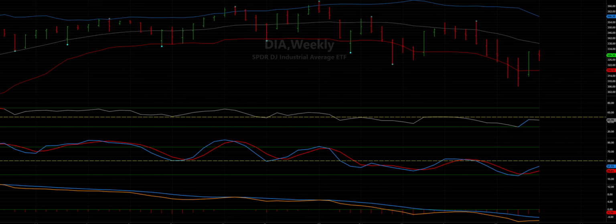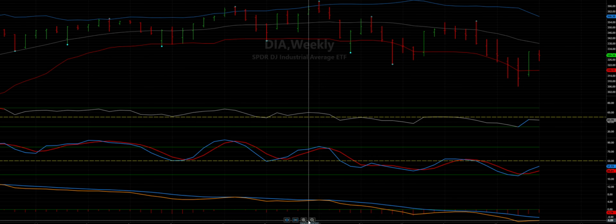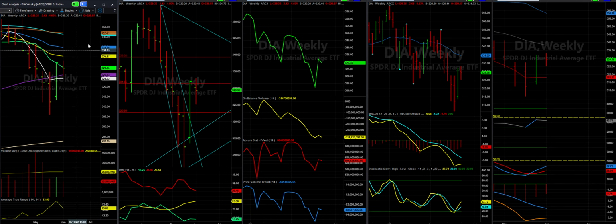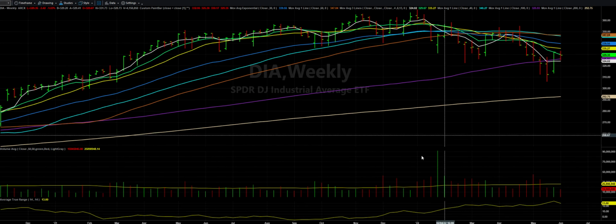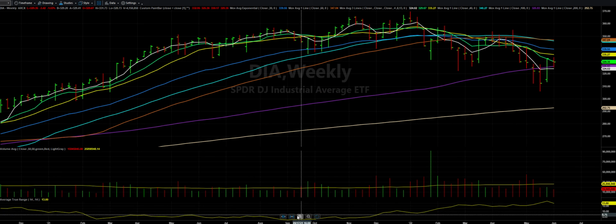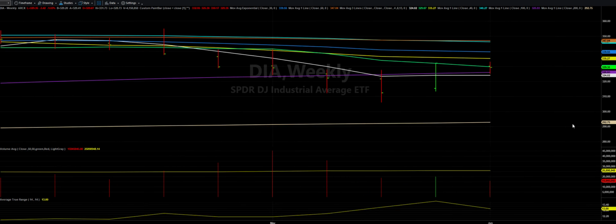Now let's very quickly go over and look at our moving averages, right here, our moving averages on the weekly chart. So this is the weekly chart of the DIA, and here are our moving averages. We've got the 4-week moving average, the white line, right here. And then here's the 8-week moving average, the green line, right here.